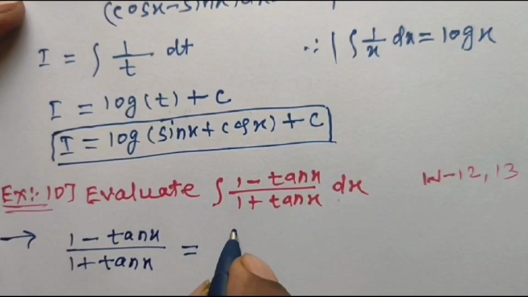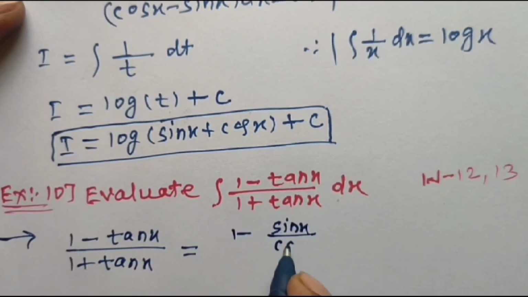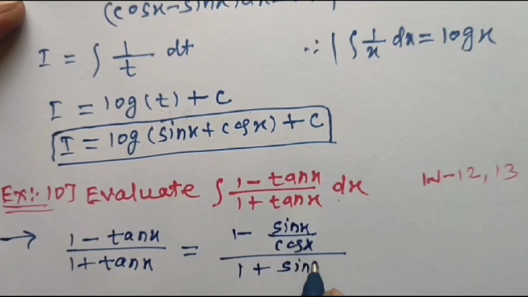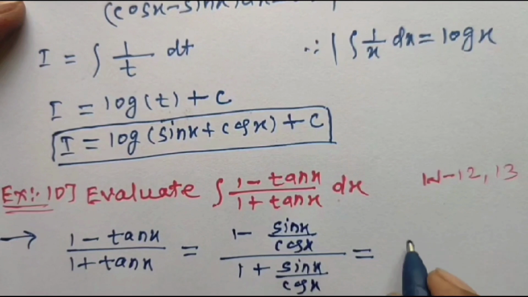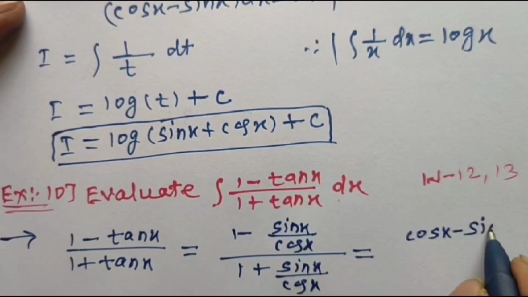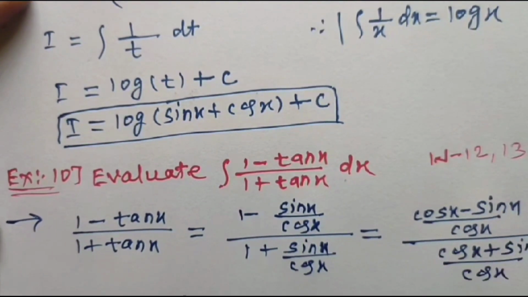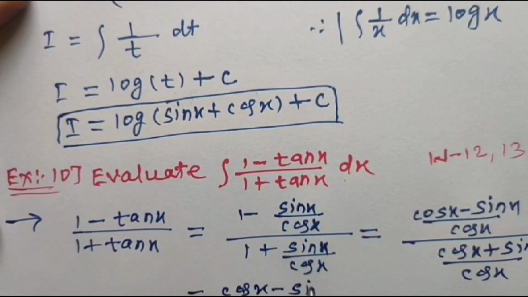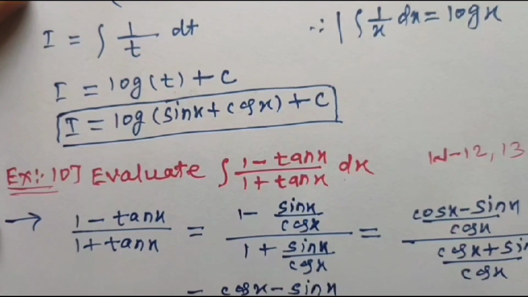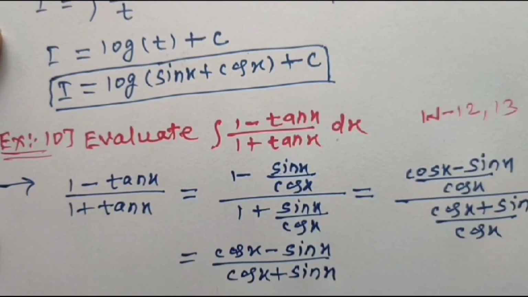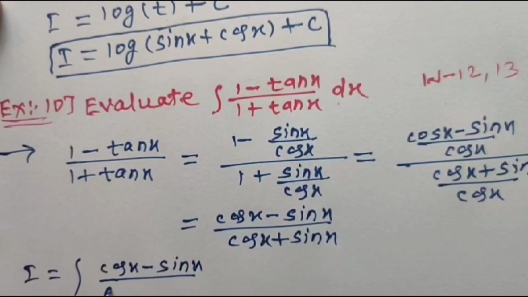So this is equal to 1 minus sin x divided by cos x, divided by 1 plus sin x divided by cos x. After simplification, this can be written as cos x minus sin x divided by cos x, whole divided by cos x plus sin x divided by cos x. Now this can be written as cos x minus sin x divided by cos x plus sin x, and this is the integrand of sum number 9, and hence I is equal to the integral of cos x minus sin x divided by cos x plus sin x with respect to x.